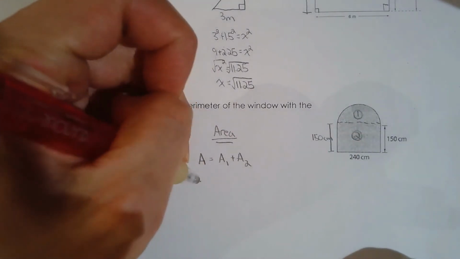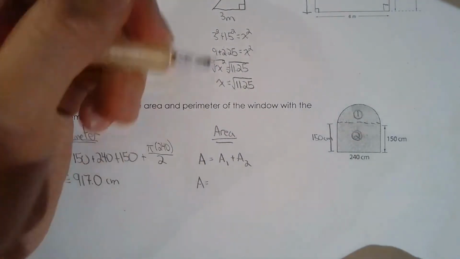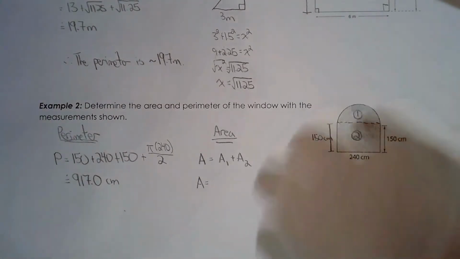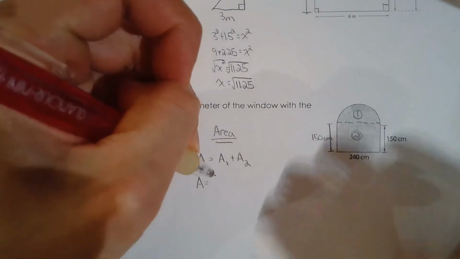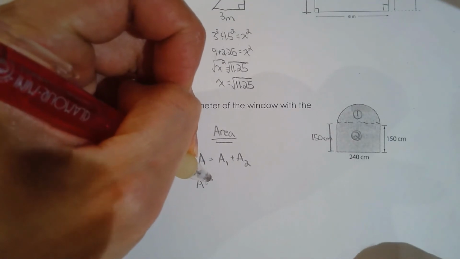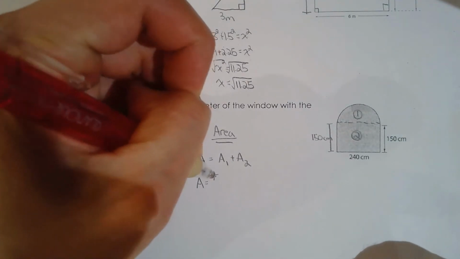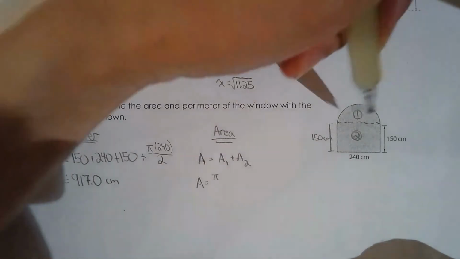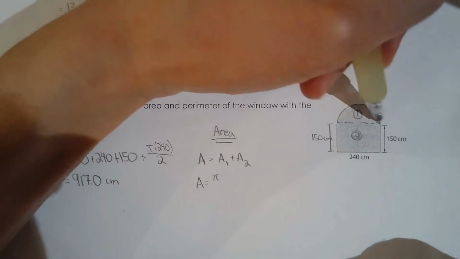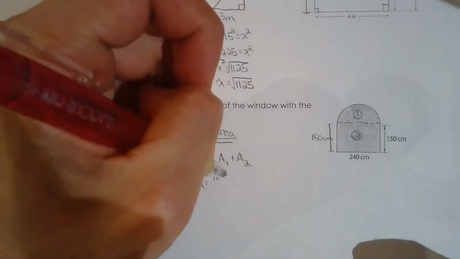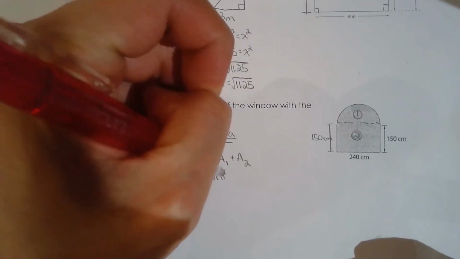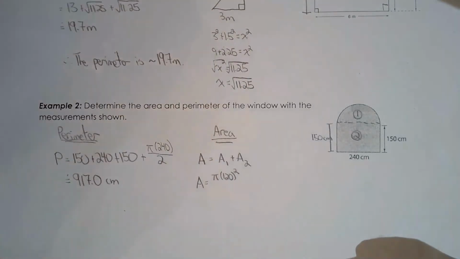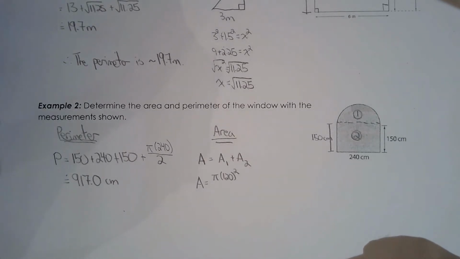So, what's the area of our semicircle? Well, what's the formula for the area of a circle? Pi r squared. What's the radius of this semicircle? Well, the diameter is 240, so the radius is 120. Okay, because diameter is double that of radius. Or you could say radius is half of the diameter.